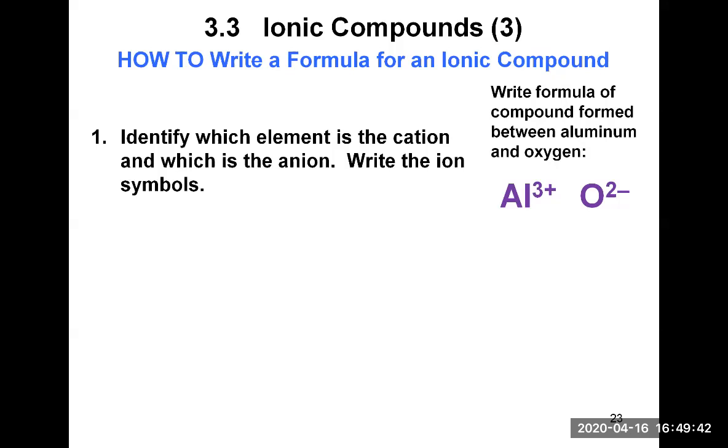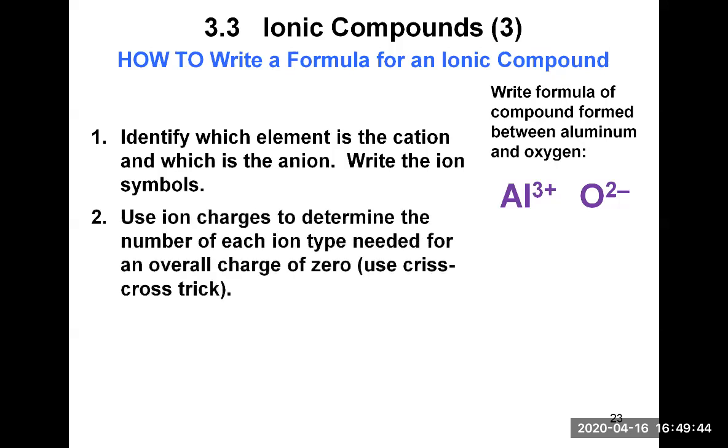You write the positive ion first and then the negative ion second. The formulas always start with the positive ions, which are the metals. So metals first and non-metals second, just like they show up in the periodic table. To determine how many of each ion we need to make a neutral formula, we have a trick, and it's called the criss-cross trick.